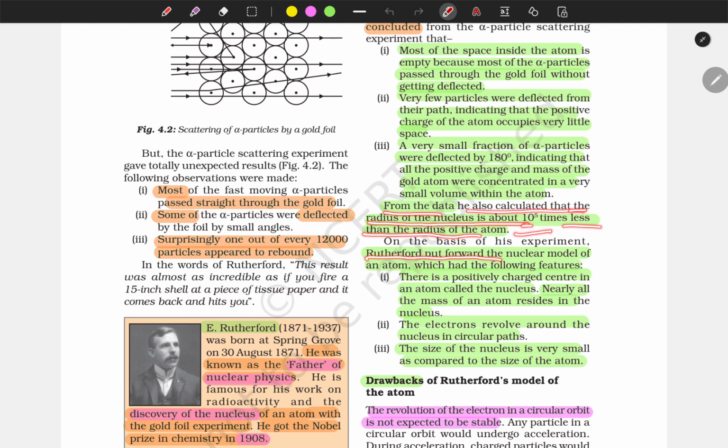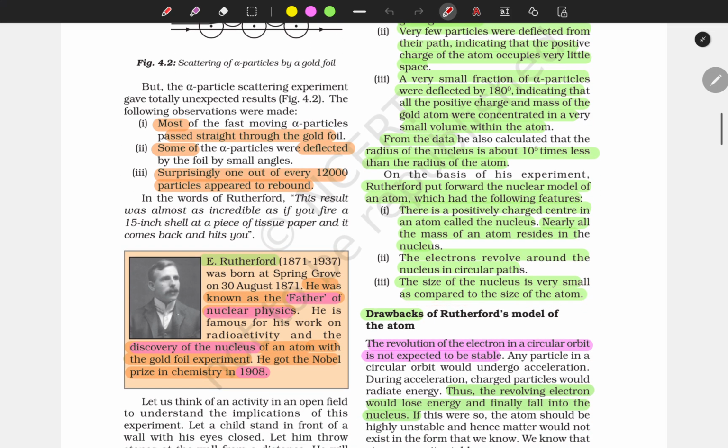The report put forward the nuclear model of the atom, which had the following features. There is a positively charged center in the atom called the nucleus. Nearly all the mass of the atom resides in the nucleus. We know both are true. The electron revolves around the nucleus in a circular path. The size of the nucleus is very small compared to the size of the atom. Very small means it is like 10 to the power 5 times smaller.